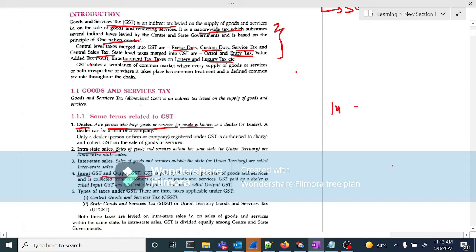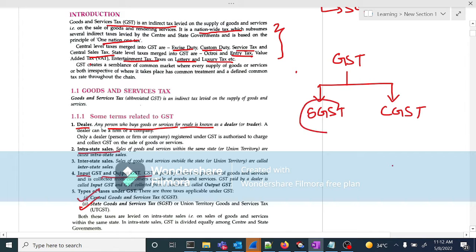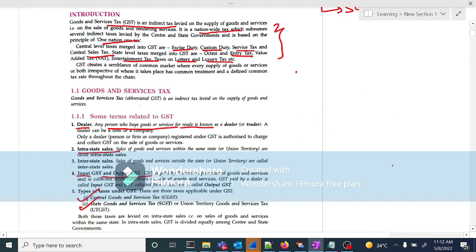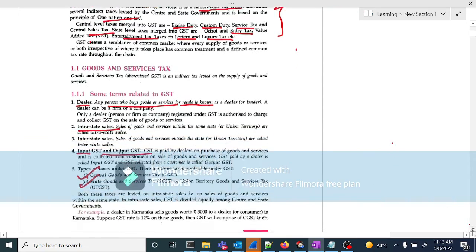Then, as I told you, GST is of two types: central GST and state GST. So GST comprises of two taxes, SGST and CGST. What is SGST? It's the portion which goes to state. What is CGST? It's the portion which goes to central. So this is also clear. Now we'll go to next section.